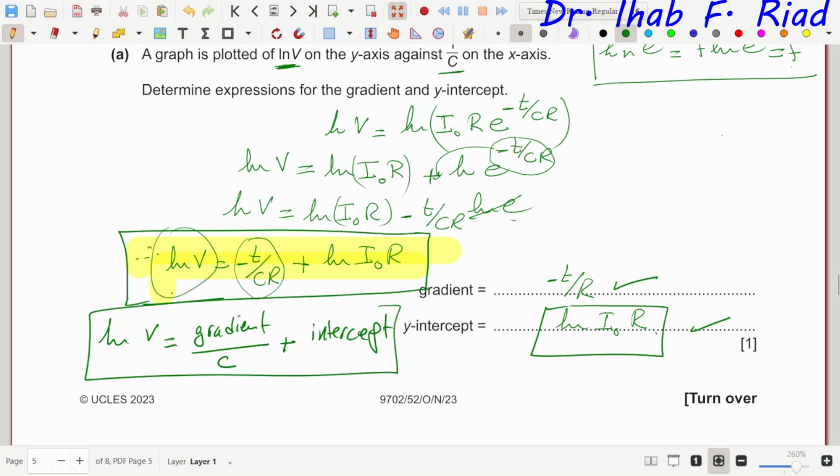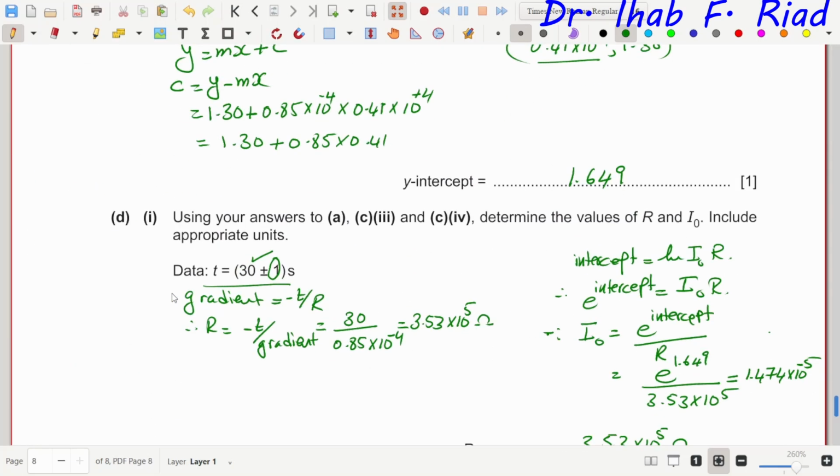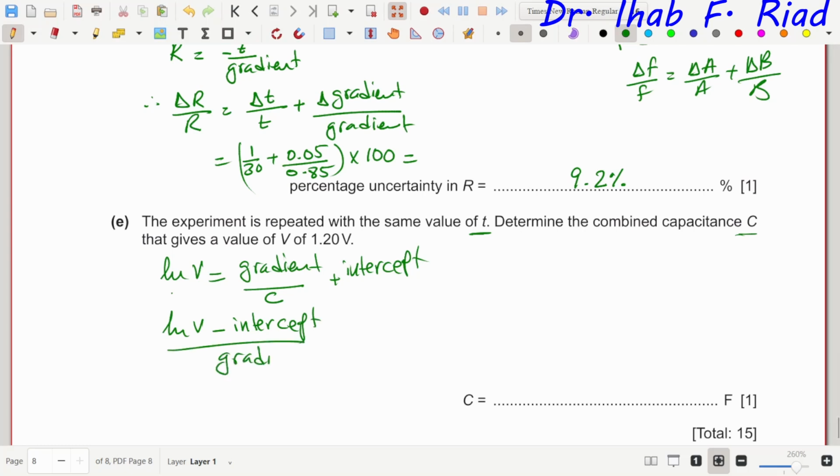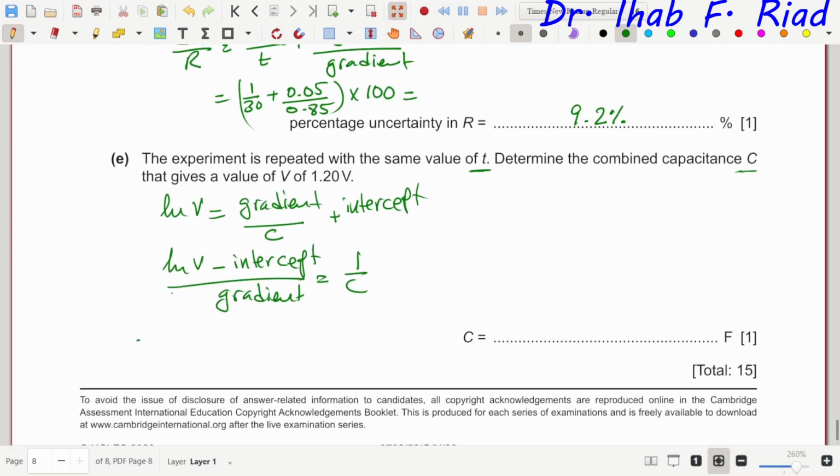Okay, so we remember this equation. We have ln V is equal to gradient divided by C plus intercept. Let us rewrite this equation. So ln V minus intercept, divided by gradient, is equal to 1 over C. Therefore, C is equal to gradient divided by ln V minus intercept.